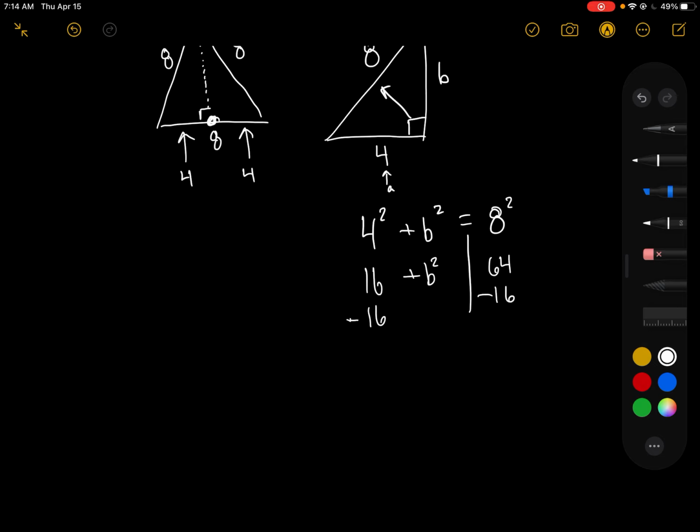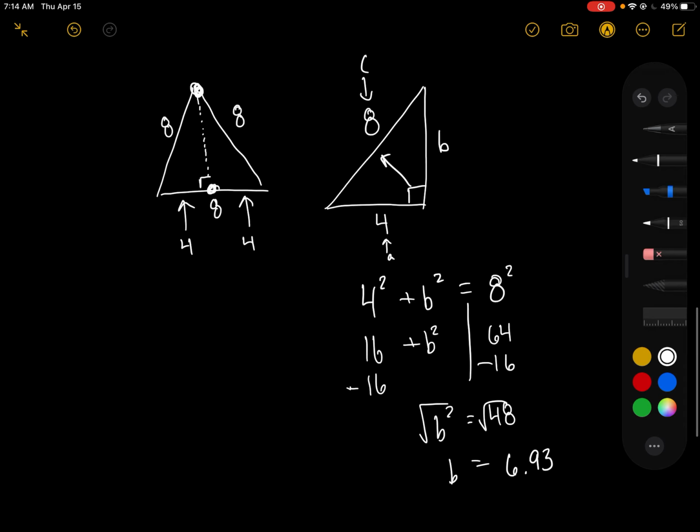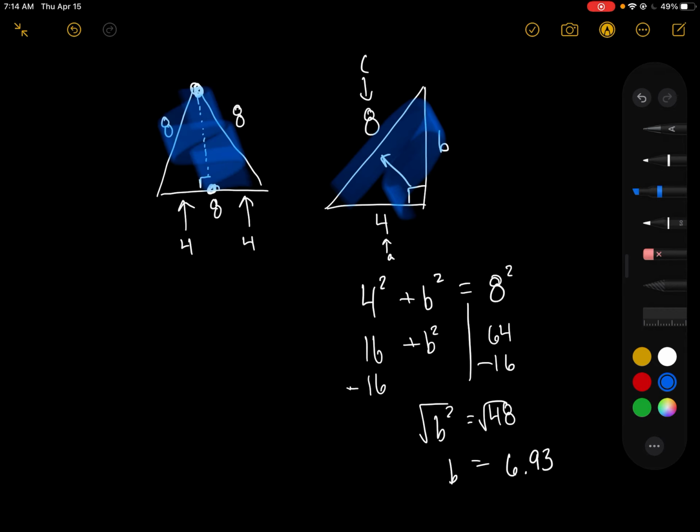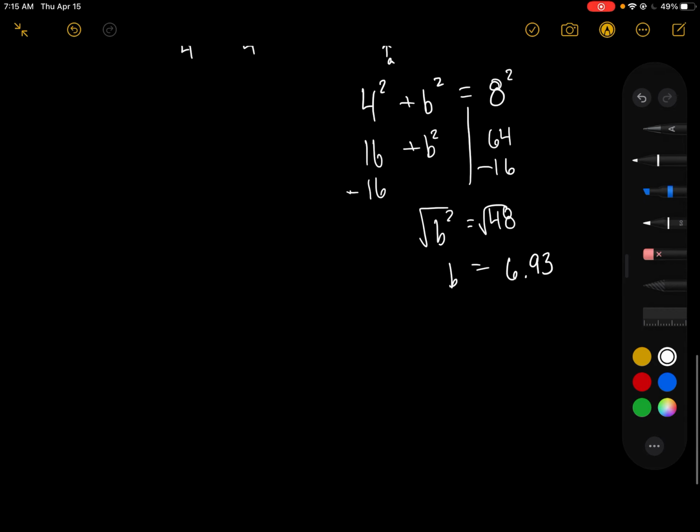So taking a look through here, 16 plus b squared equals 64. Subtract 16 from 64. So we'll get b squared equals 48. And then just b, after taking the root of both of these, is going to get us 6.93. So now that we have this, we have to be careful. We don't want the area of this triangle. We want the area of the whole thing.